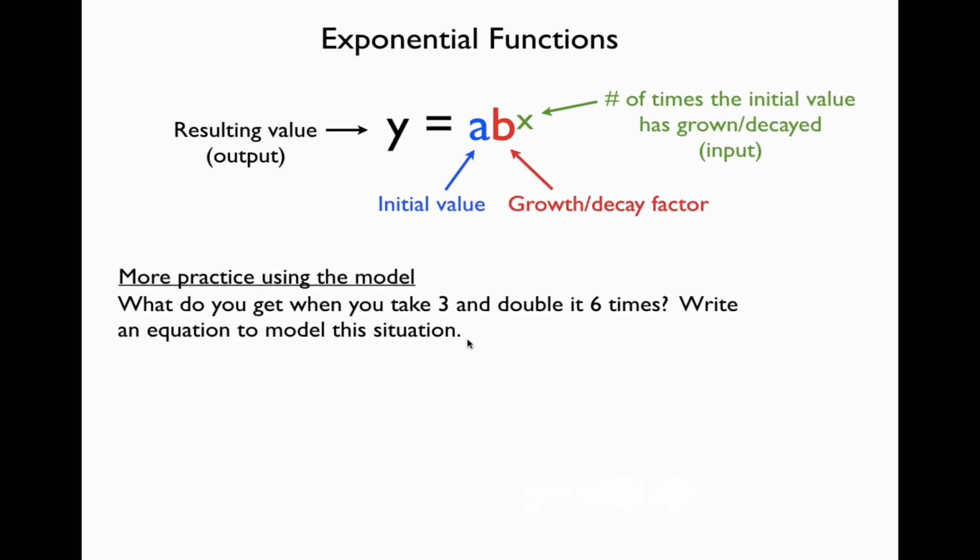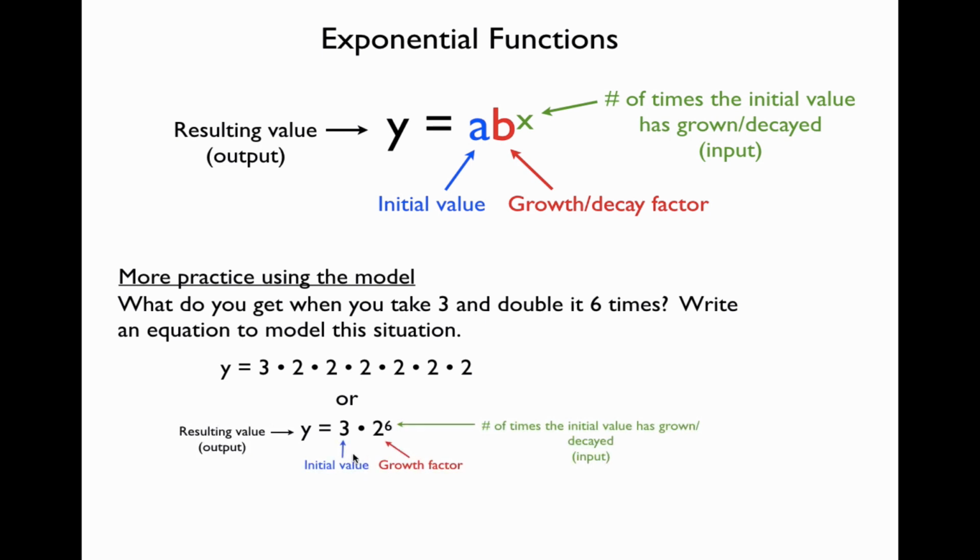So one way to look at this is you're going to get 3 times 2 6 times. If you're doubling the value 3, then you're multiplying it by 2, then you're multiplying it by 2 again, and again, and again, and again. And as you can see, when you write this repeated multiplication in exponential form, this looks very much like our exponential function, where we have an initial value, and we're repeatedly multiplying an x number of times. In this case, we're starting with 3, and we're repeatedly doubling, or multiplying by 2, 6 times. And you can see the different parts of the function here.